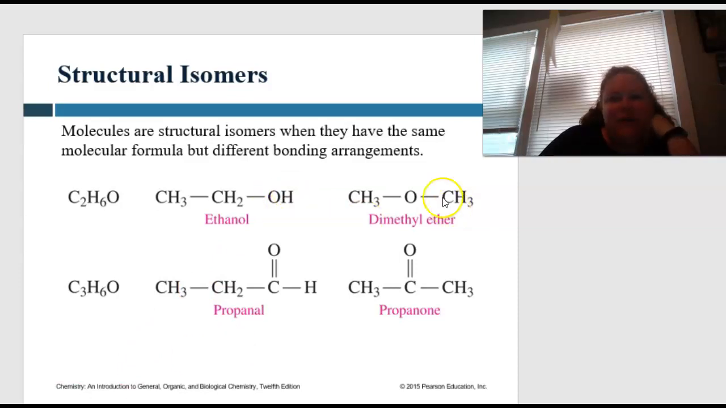Okay, but if we rearrange it and put the oxygen in the middle, then it's dimethyl ether, but the same chemical formula. That's called a structural isomer. Same with C3H6O. If you arrange it this way, it's propanol, but if you arrange it this way, and again have the oxygen in the middle instead of on the outside, then it's propanone, okay?